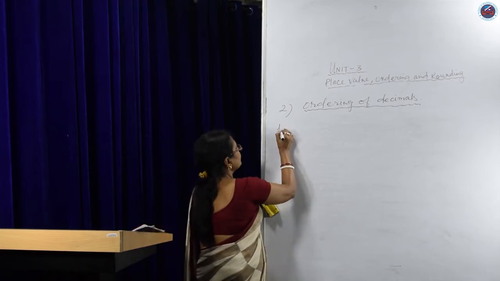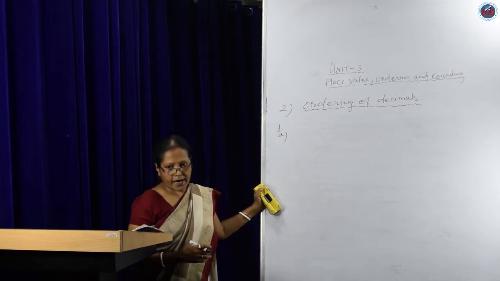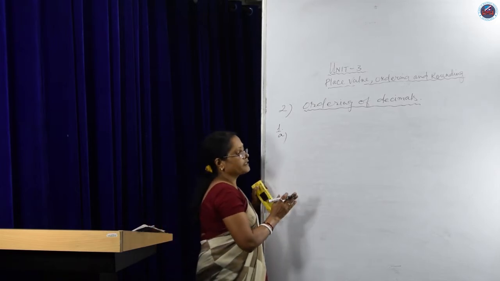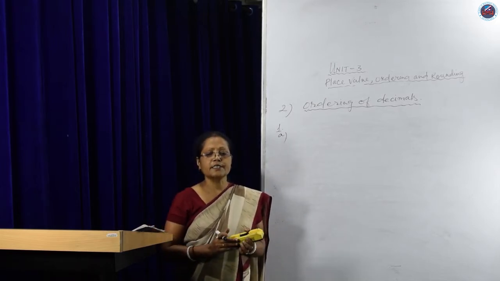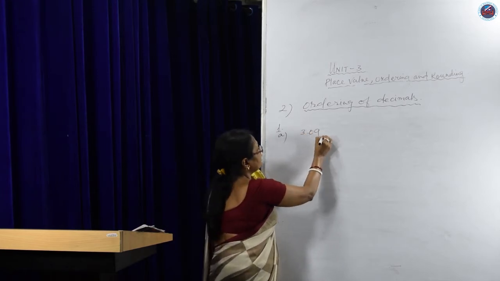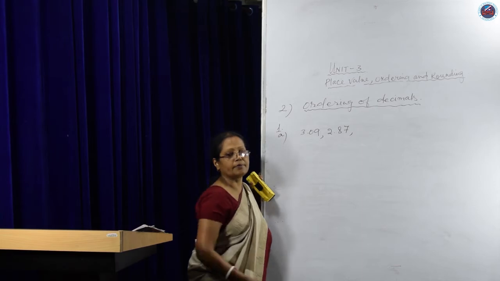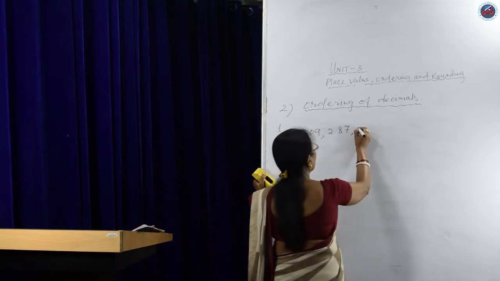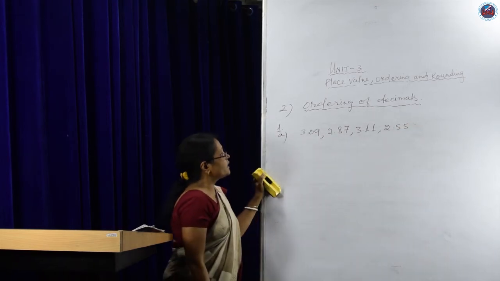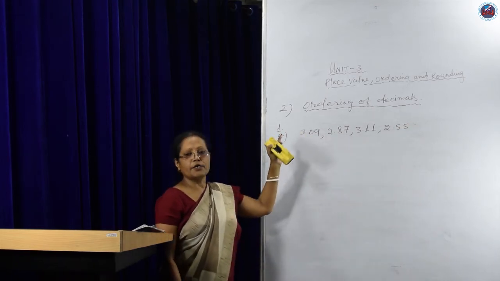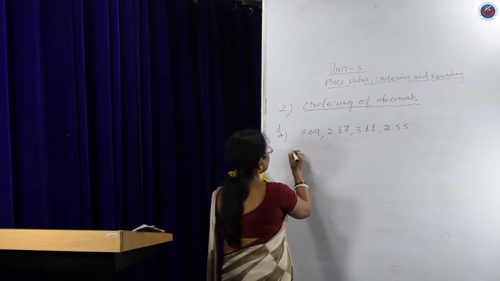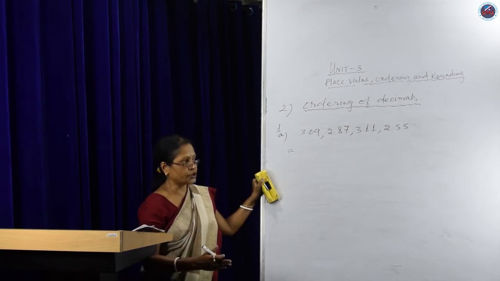So first question, in question number 1, it's given, write these numbers in order of size starting with the smallest. You have to write the decimal numbers in order of size starting with the smallest, and the decimal numbers are 3.09, 2.87, then you have 3.11 and 2.55. So these are the decimal numbers given to you, and you have to order these numbers starting with the smallest. Starting with the smallest means in ascending order, that is small to big.